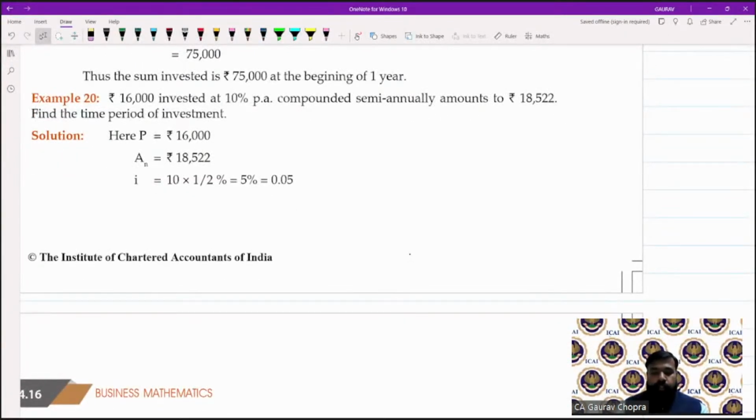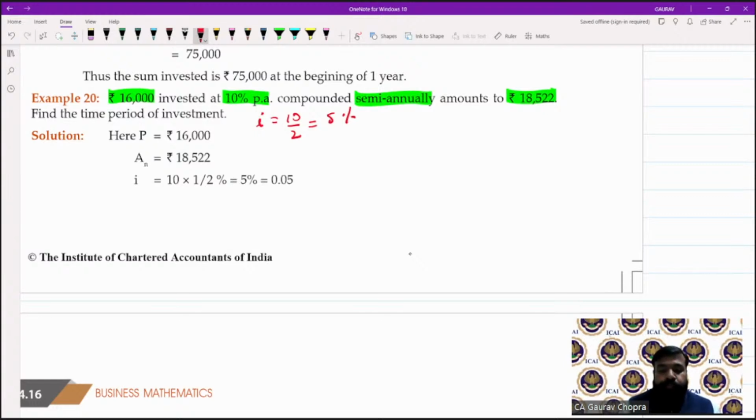Then the next one. This time you have to calculate the time period. Rupees 16,000 invested at 10% per annum, compounded semi-annually, amounts to 18,522, and find the time period. So first of all, we can convert. I will be 10 upon 2, that is 5%.